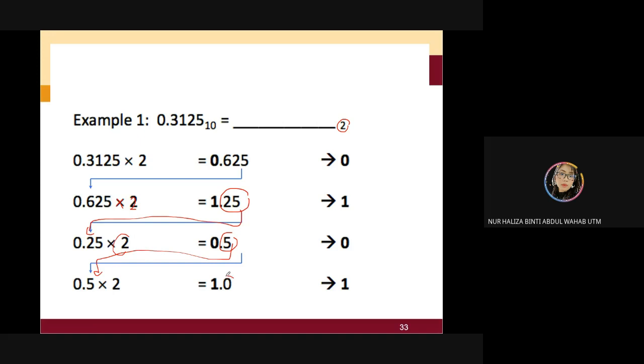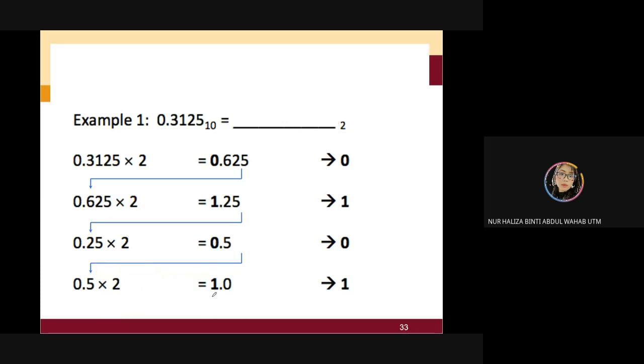Then you will reach 0. If you repeat 0 times 2, of course you will get only 0, so there is no need for you to continue. So if this fraction part is 0, stop. This is the first time you stop.